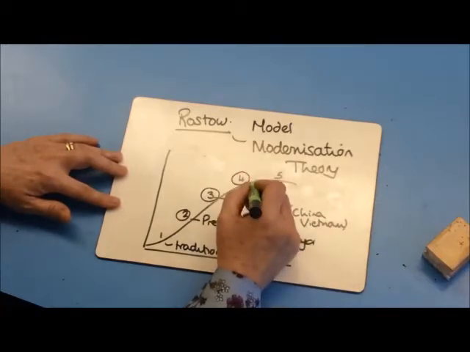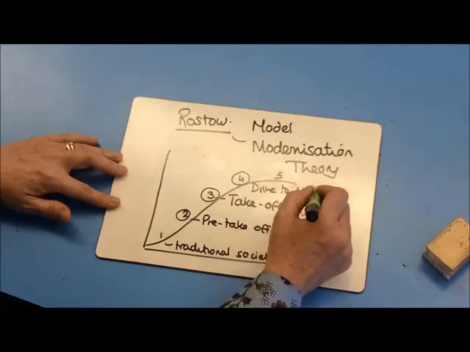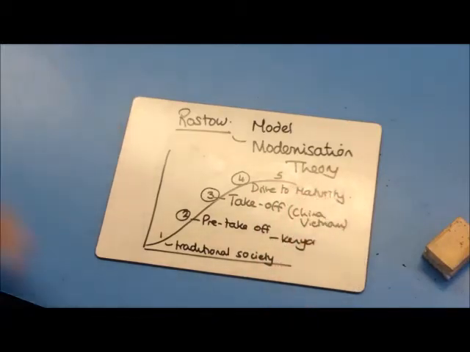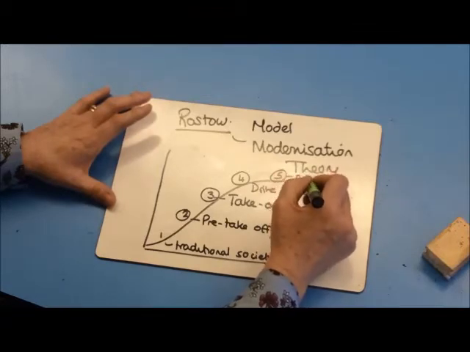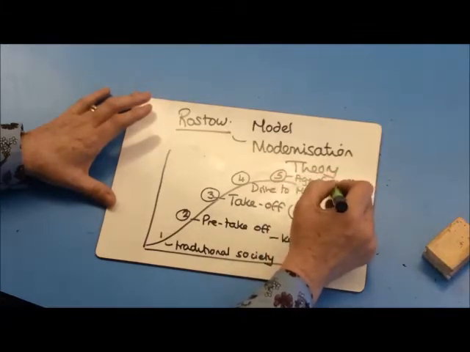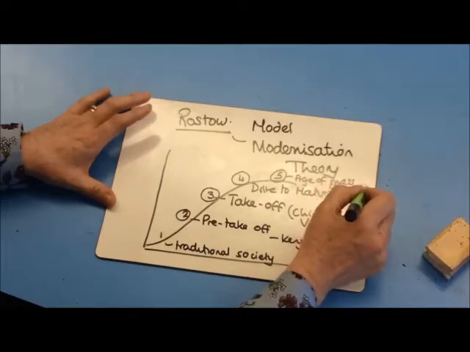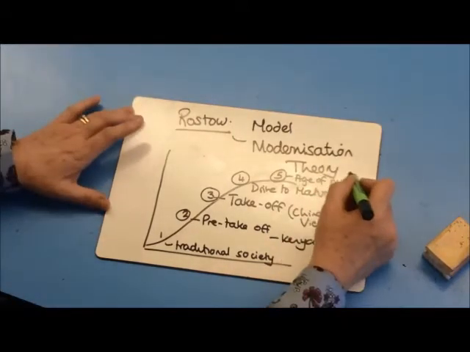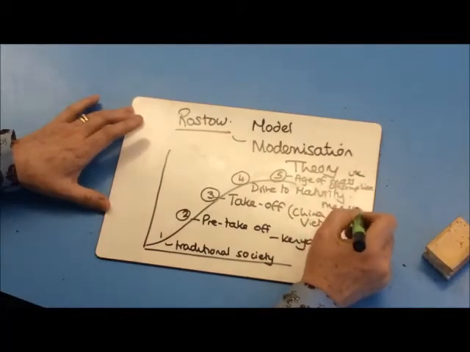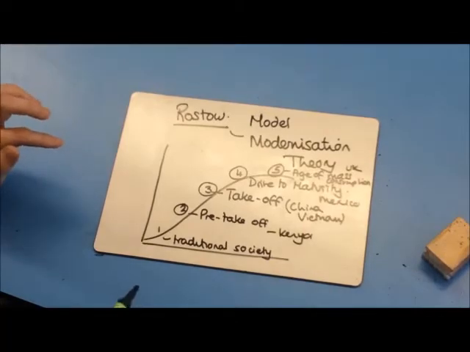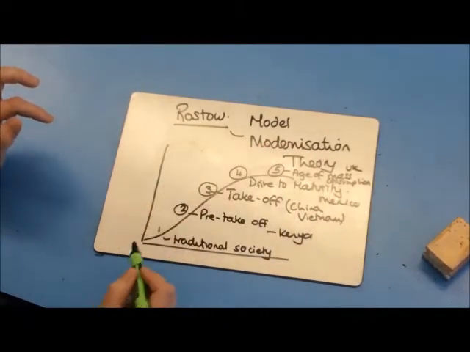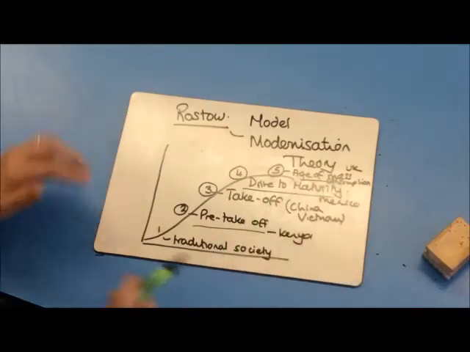Then there is the drive to maturity as a country starts to really develop, somewhere like Mexico perhaps, or Brazil, those sort of countries that are more developed but not quite at our standard. And up here you have the age of mass consumption, and this is when people are wealthy, they can afford luxury goods. This might be somewhere like the UK. Okay, you'll get a question such as describe Rostow's modernization theory. You would not be expected to know all of the various 5 stages. You'd be expected to maybe talk about 2 of those.